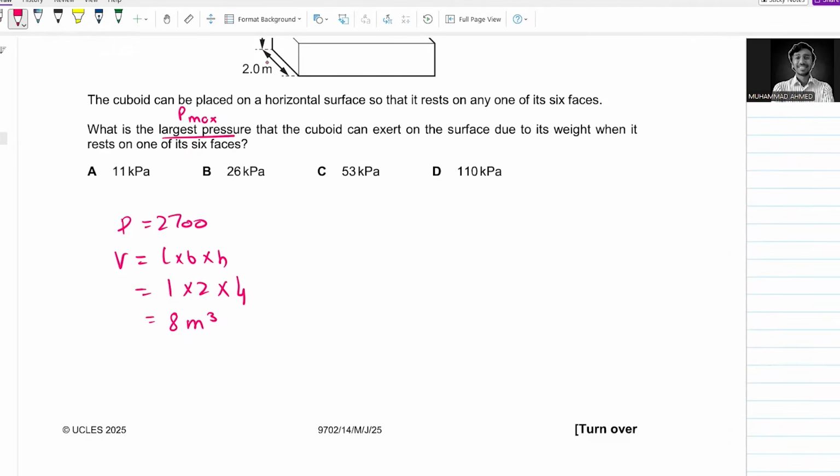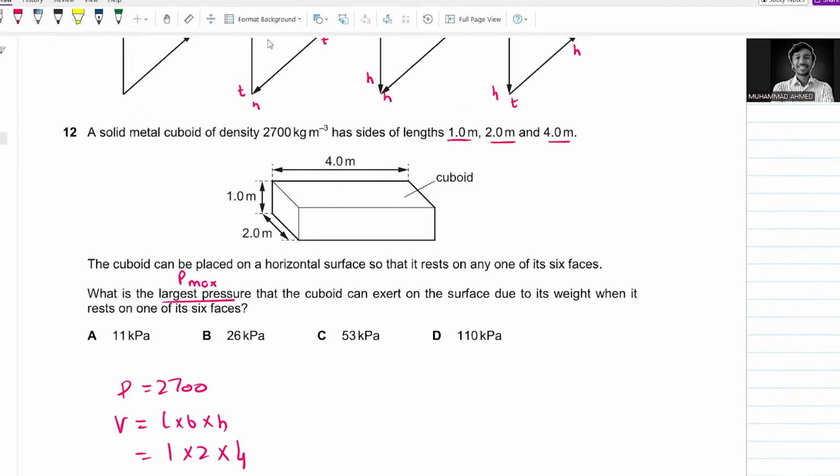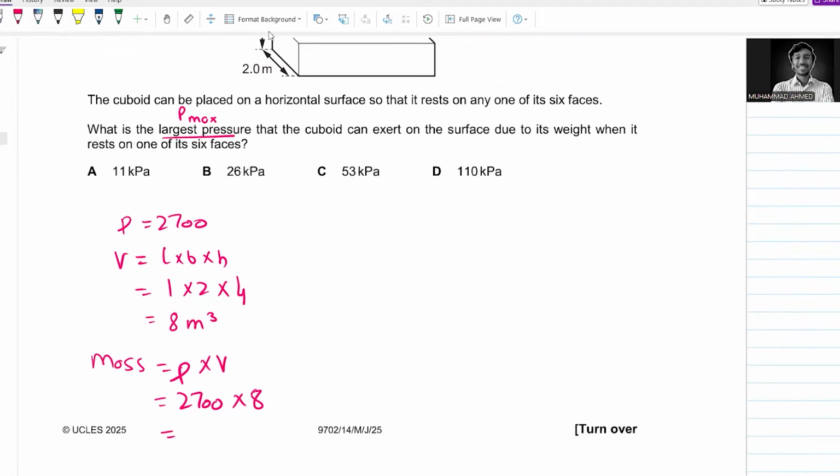Can you find the mass? Mass is equal to density into volume. What is the value of density? 2700. Volume? 8. What does your mass come out to be? I think we have inputted everything correctly. 2700 multiplied by 8. What is the value of mass? 21600 kg. This is the value of mass.